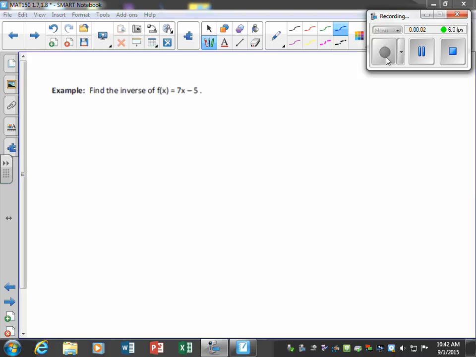Let's see our first example. Find the inverse given f of x is equal to 7x minus 5. So look back on your previous page, and the first thing they tell us to do is to replace f of x with y equals. So replace f of x with y equals. We know those are interchangeable.